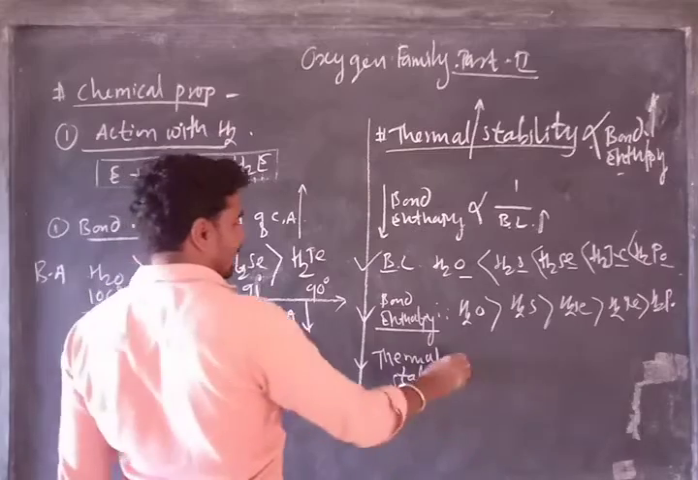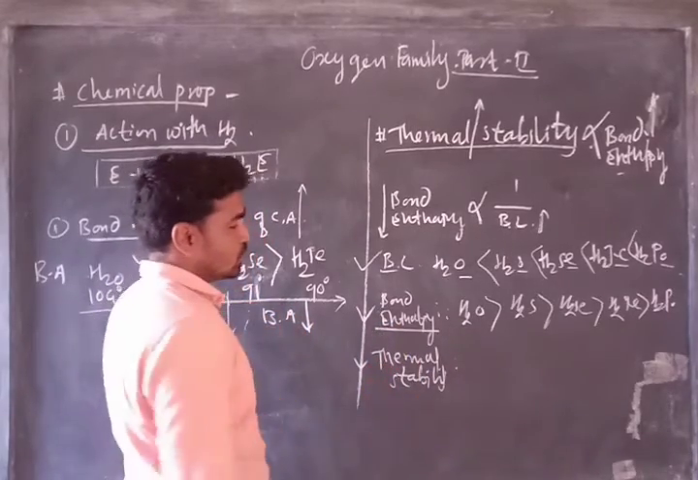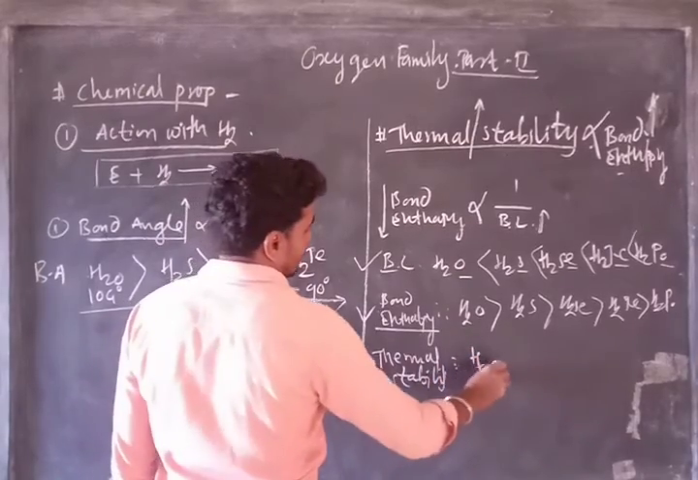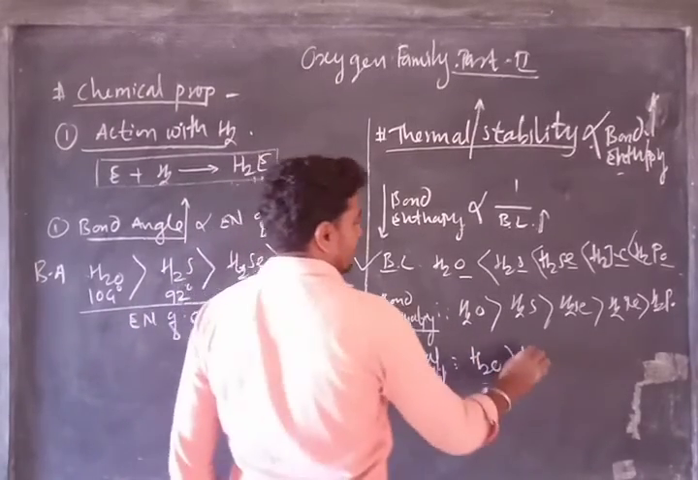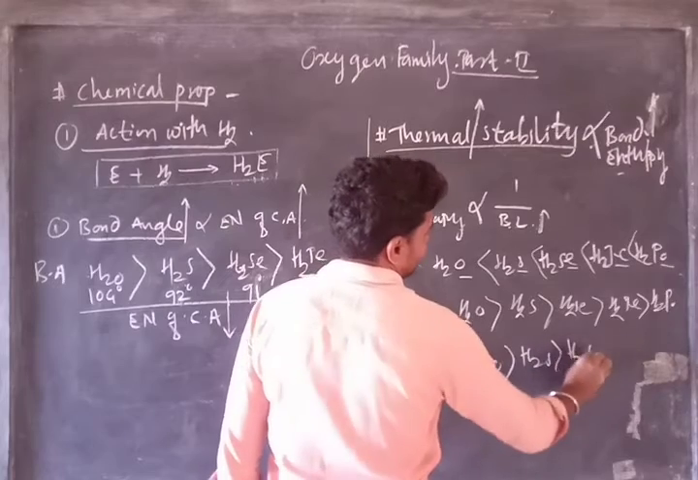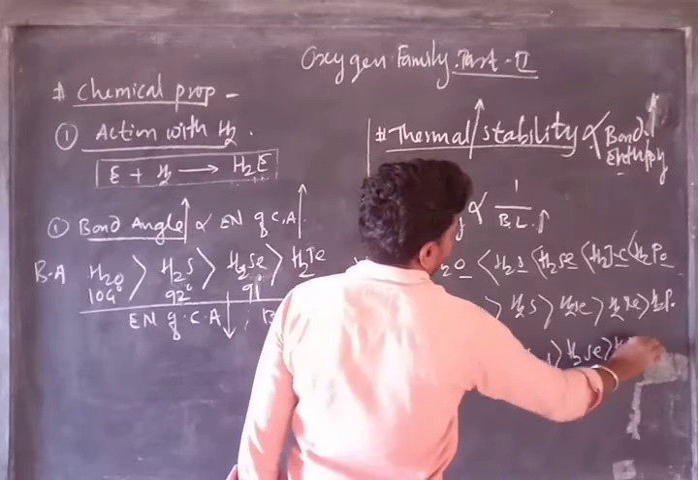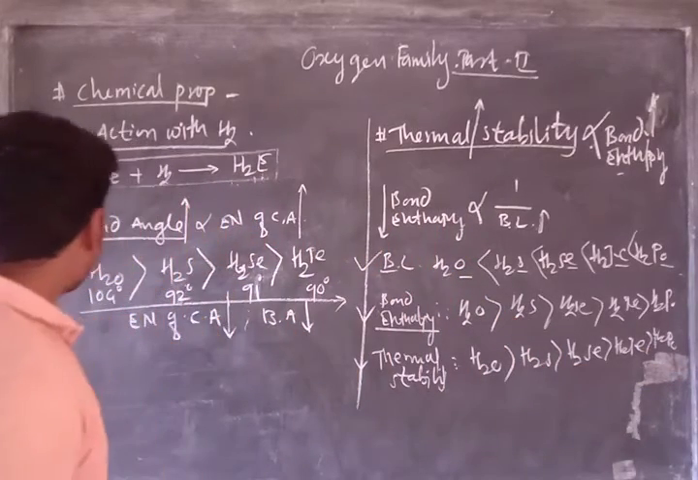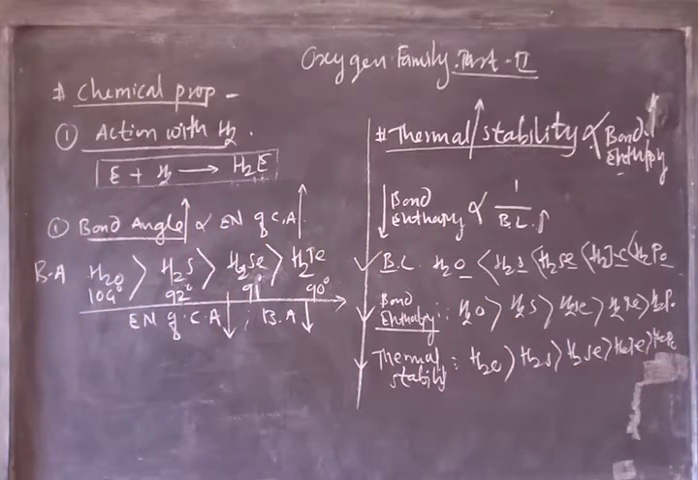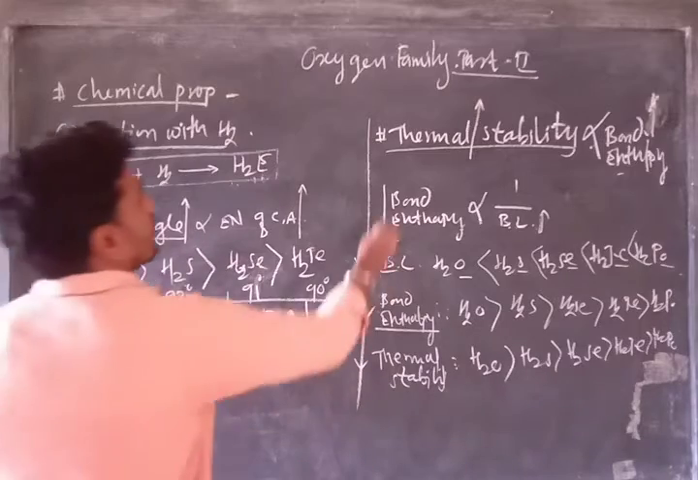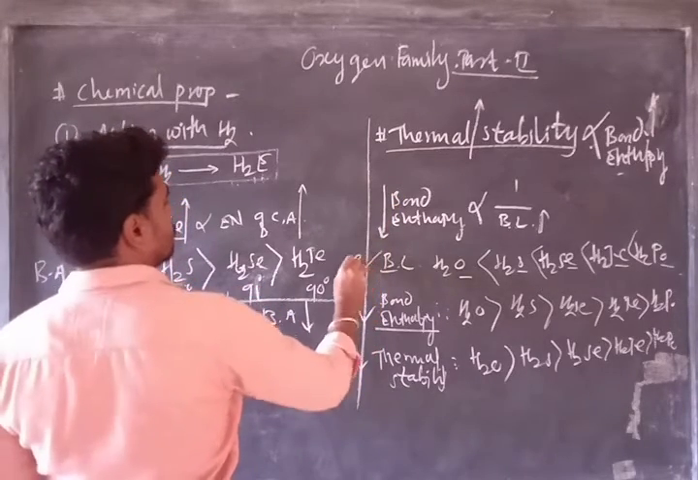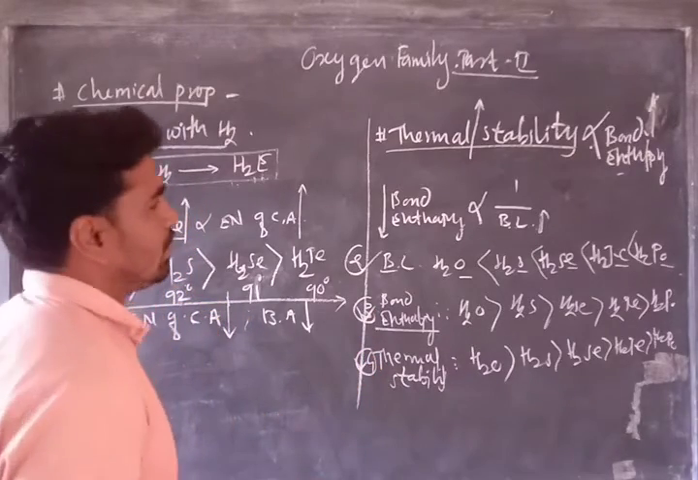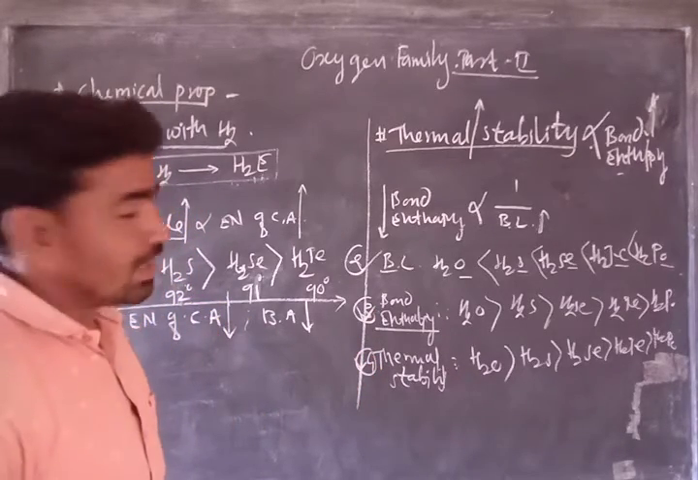Here, thermal stability is directly proportional to the bond enthalpy. As bond enthalpy decreases, similarly the thermal stability must decrease in this order: H2O, H2S, H2Se, H2Te, H2Po. So here we have seen almost 1, 2, 3 and 4 characteristics of hydrides of the oxygen family.